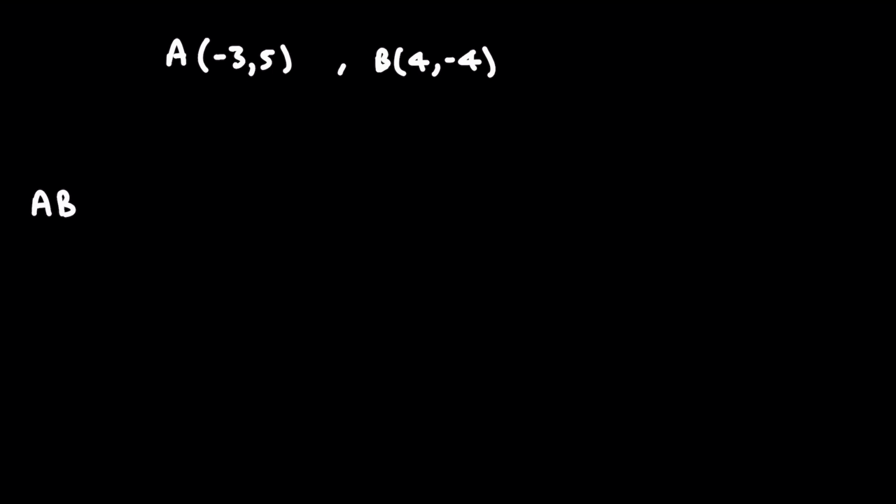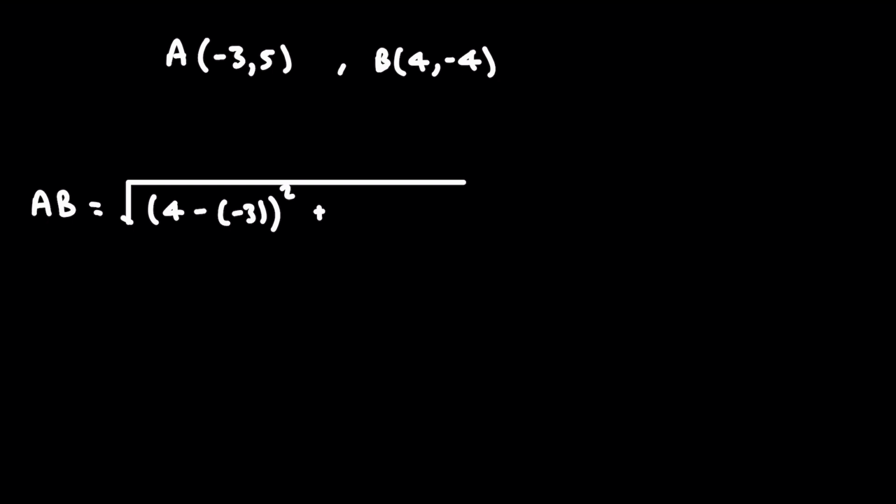Let's have a look at another example between minus 3 and 5 and 4, minus 4. Have a little pause and attempt the question. So this is how you work out the distance AB. It's the square root of the x's subtracted from each other and the y's taken from each other, and each of those squared. So I'm just going to do 4 minus minus 3, so 4 minus minus 3 whole squared, plus minus 4 minus 5 whole squared.